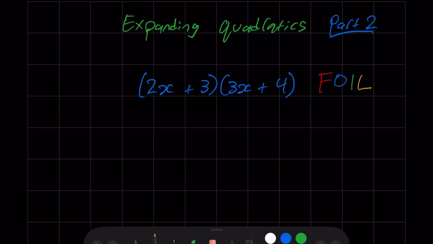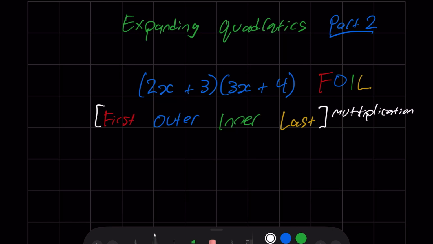I should also point out that if you have not seen part 1 on expanding basic quadratic expressions, I recommend watching that. We use FOIL, first, outer, inner, last. Let me write this down here. First, outer, inner, and last. This acronym is talking about multiplication. We use multiplication.